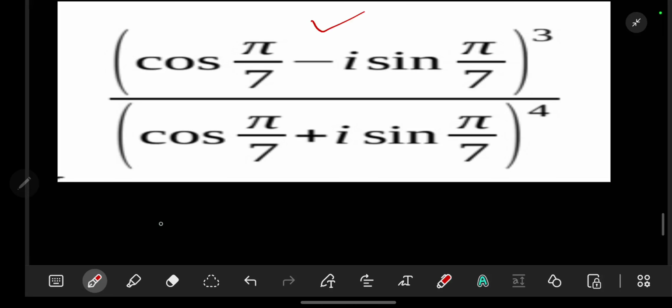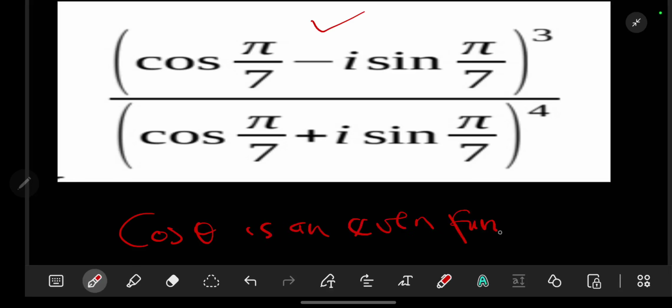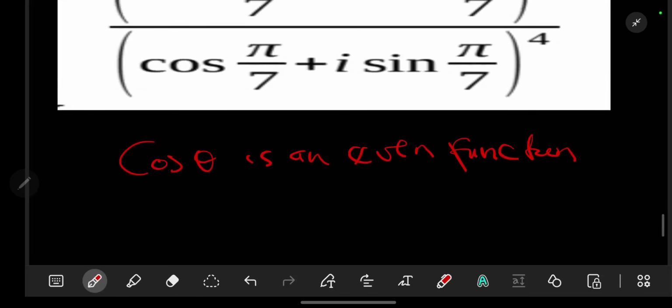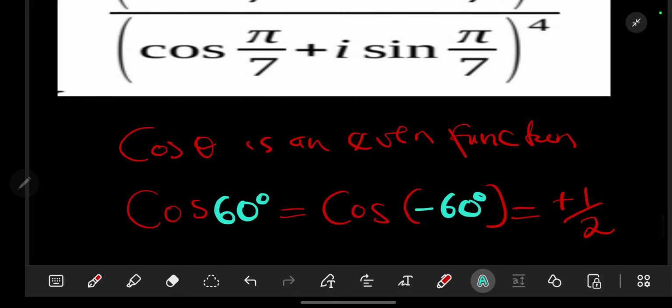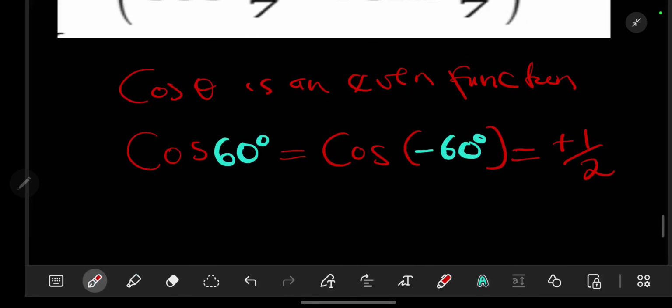Now, one thing that you need to know is that the cosine of theta is an even function. If you recall what we refer to as an even function, it means that if you press on your calculator, the cos of 60 degrees is equal to the cos of negative 60 degrees, which should be equal to positive 1 over 2. That's the meaning of an even function: even if this one is negative, it will produce the same answer as the positive version. So this is important when you are simplifying.